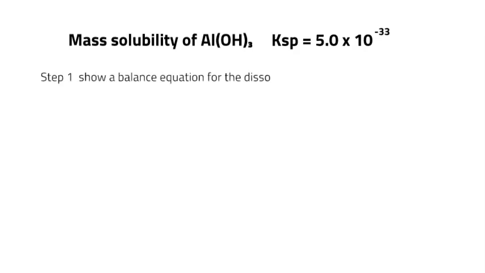This is a video for molar and mass solubility of insoluble salts that have very low Ksp values. For example, the mass solubility of aluminum hydroxide with a Ksp equal to 5.0 times 10 to the minus 33. To determine the molar solubility or the mass solubility of aluminum hydroxide, the pattern is quite simple, with steps involved that will guide you to get the right answer.